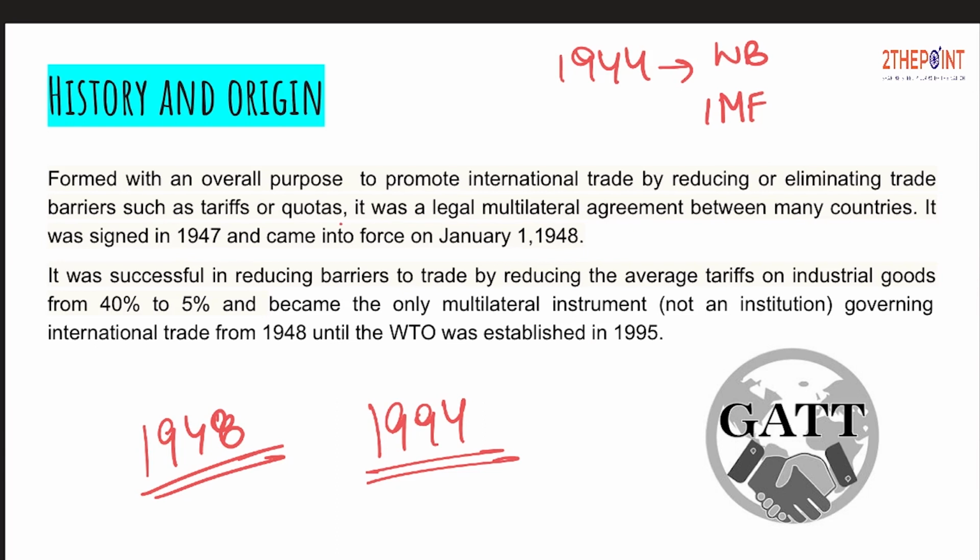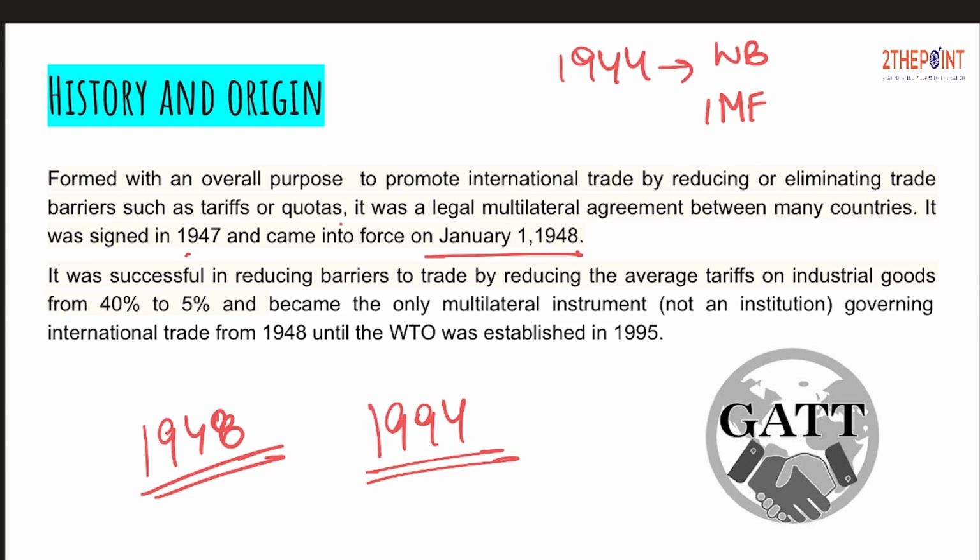That is why a need was felt that something should be brought in place which could govern the world trade and would reduce the duties eventually. So hence this agreement was formed. It was a legal multilateral agreement between many countries. It was signed in 1947 but came into force on January 1st, 1948.